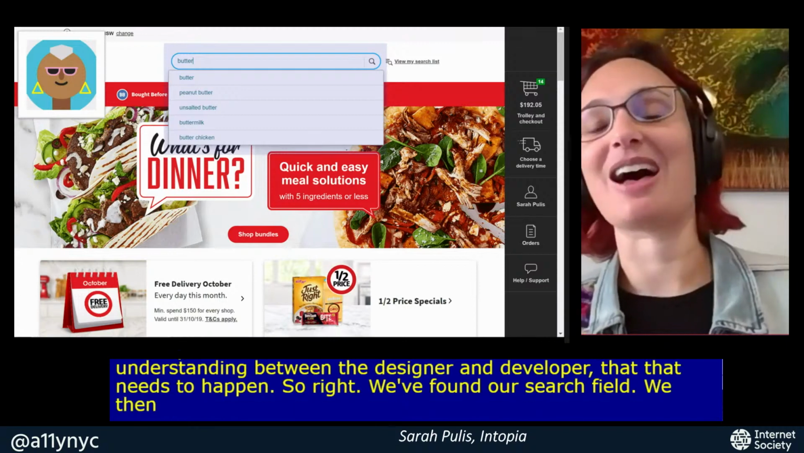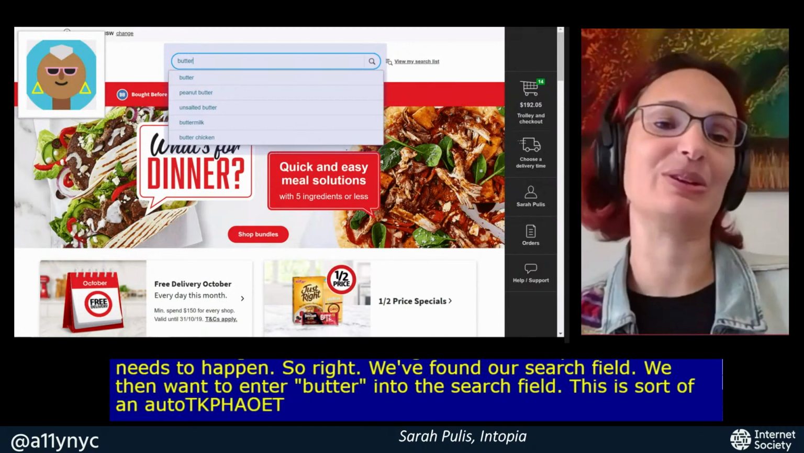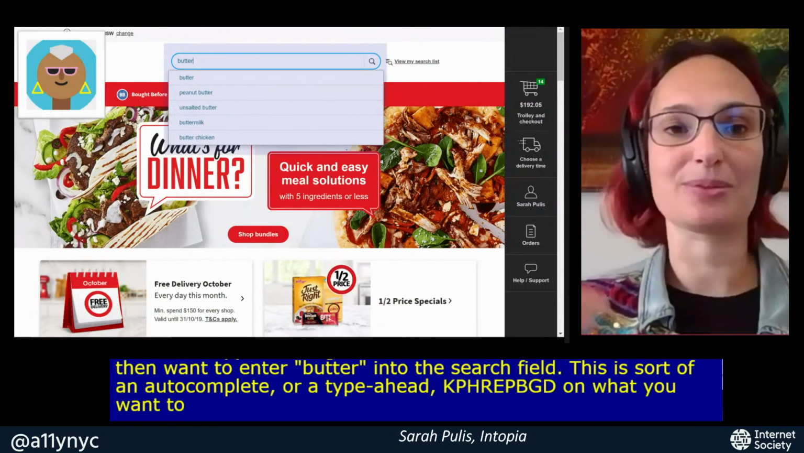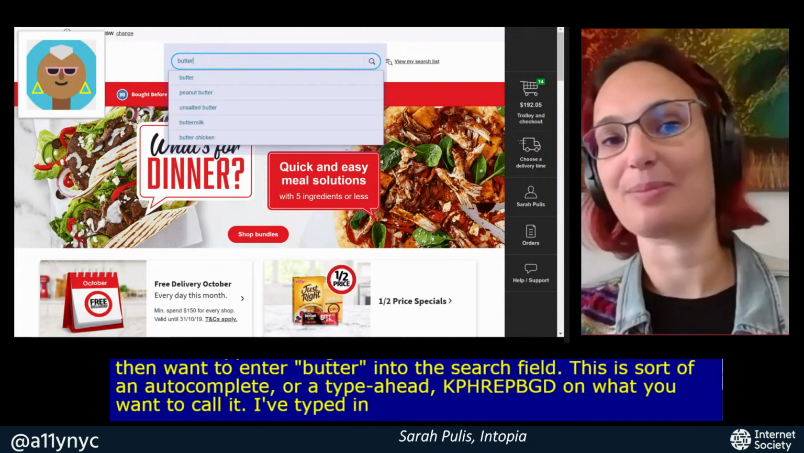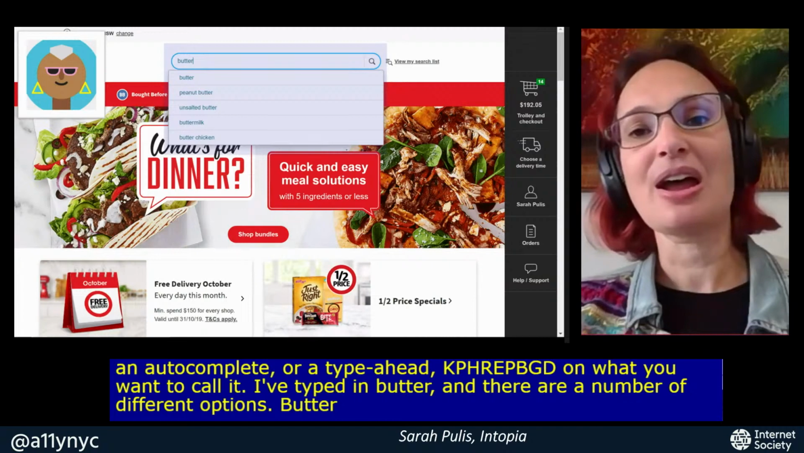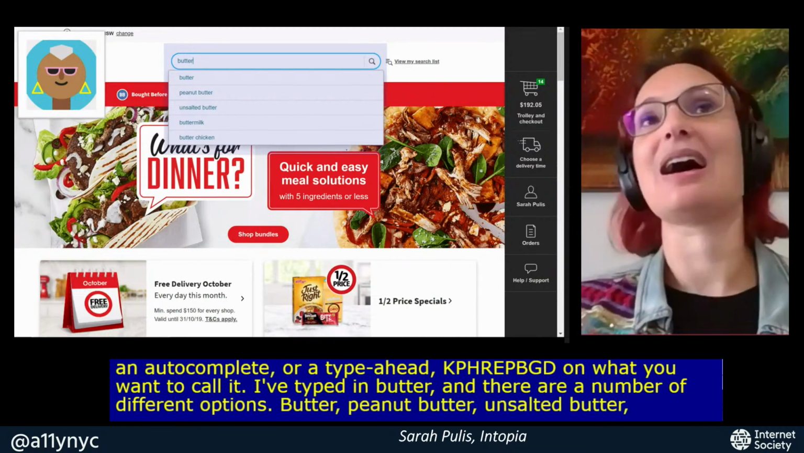into the search field. This is a sort of an autocomplete or a type ahead, depending on what you want to call it. So I've typed in butter and I can see a number of different options: butter, peanut butter, unsalted butter, buttermilk, and butter chicken. So, how is Ashley going to interact with this?